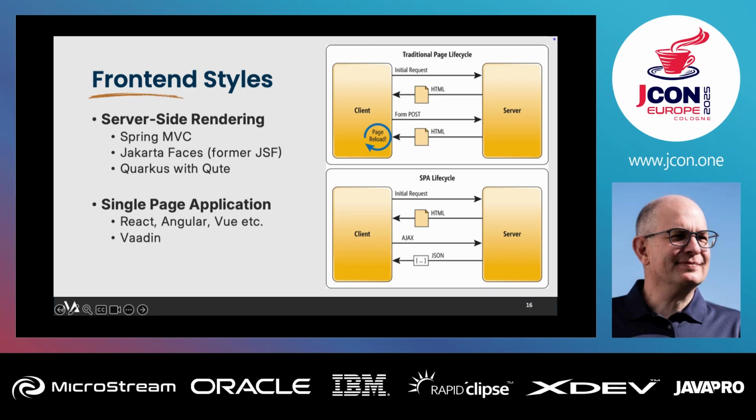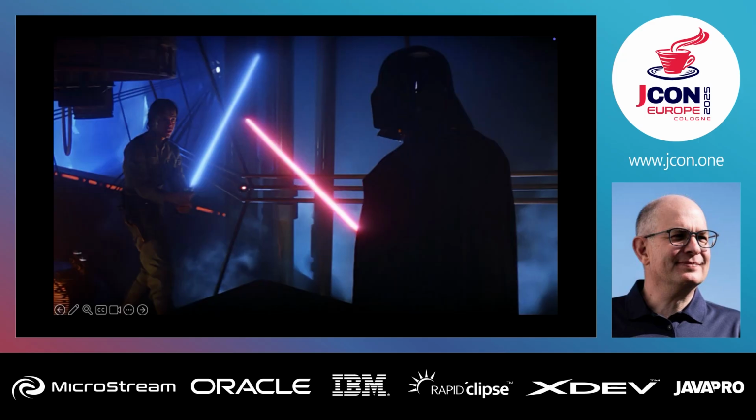You have a single HTML page you get back, the so-called shell, and from there on you just interact with the server and get, in that case, also JSON back, and the JSON will be applied to the document object model, and this will re-render the page somehow, right? So these are the front-end styles, but there is another distinction between the server-side rendering frameworks.